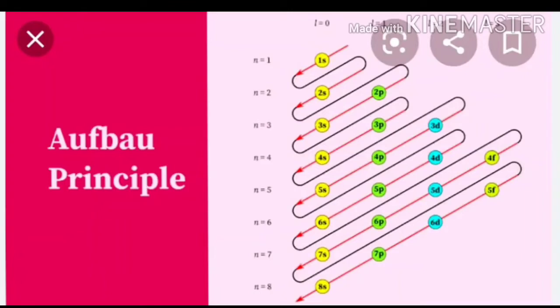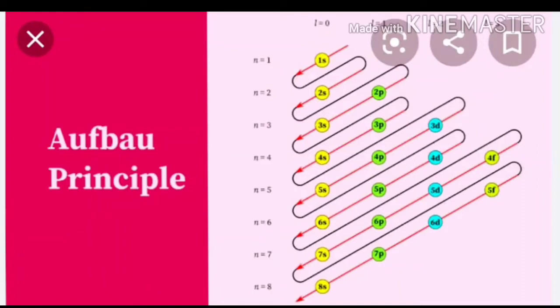Aufbau is a German word meaning building up. The building up of orbitals means the filling up of orbitals with electrons. Thus, this rule gives us a sequence in which various orbitals are filled up depending upon the relative order of their energies. According to this principle, the electrons in various orbitals are added progressively in the order of increasing energies, starting with the orbital of lowest energy.